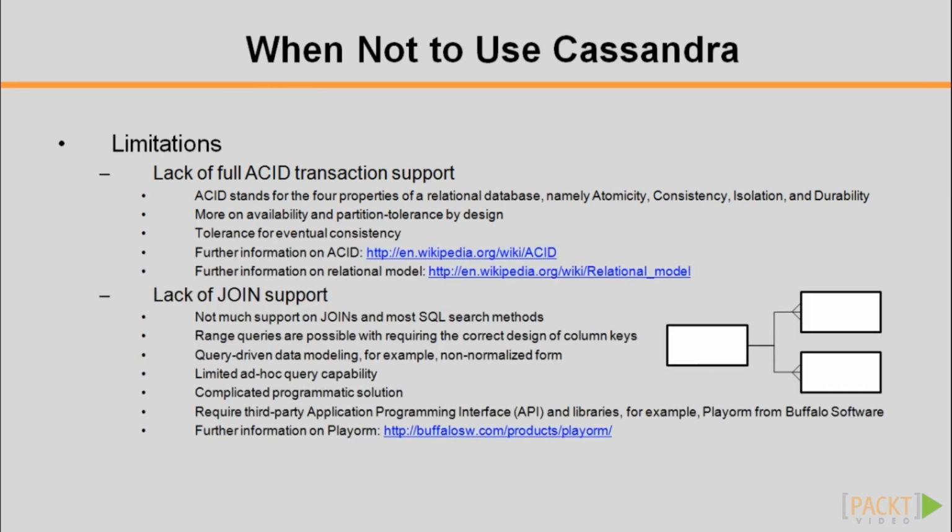Second, even though Cassandra provides a SQL-like query language, CQL, it doesn't provide much support for joins and most SQL search methods, such as range query. Although range query is possible, it requires the correct design of column keys of the table. As the data modeling approach is descriptive, the design of the data model is query-driven. Non-normalized form can be used to remove the need for joins at the expense of duplicating data.